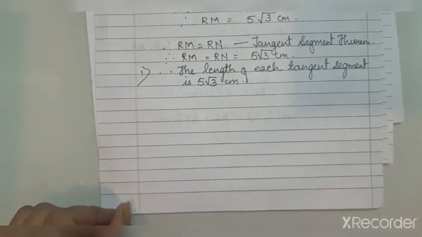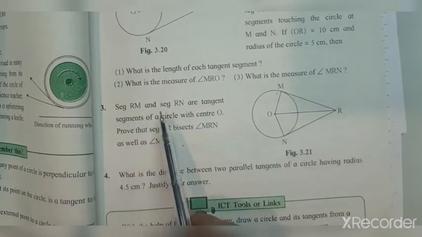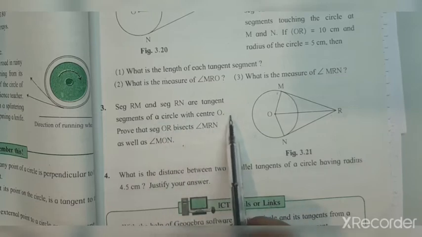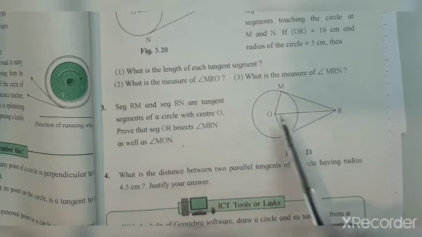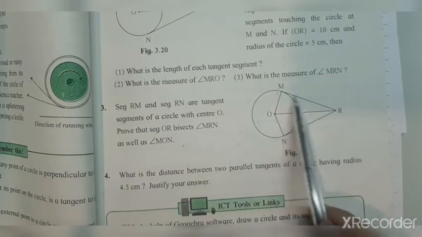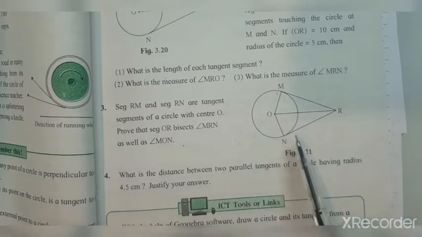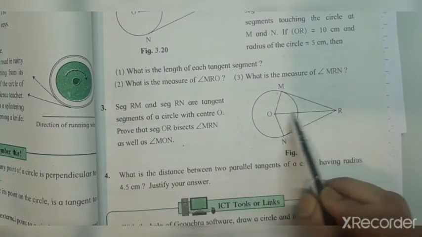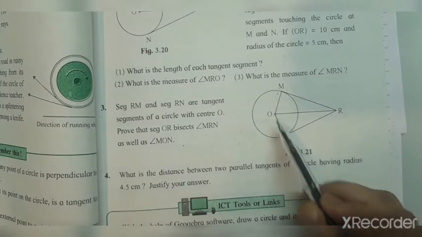Now the third sum. Segment RM and segment RN are tangent segments of a circle with center O, as given in the figure. Prove that segment OR, which I am showing you right now, bisects angle MRN as well as angle MON. So we have to show basically OR is the angle bisector of angle MRN and angle MON.